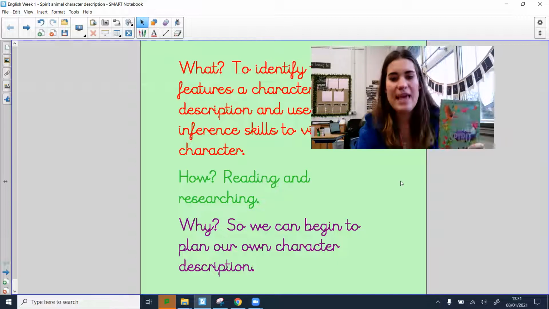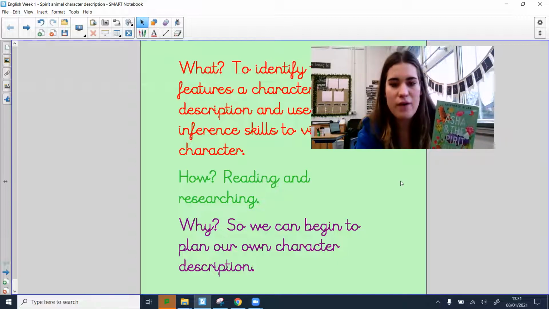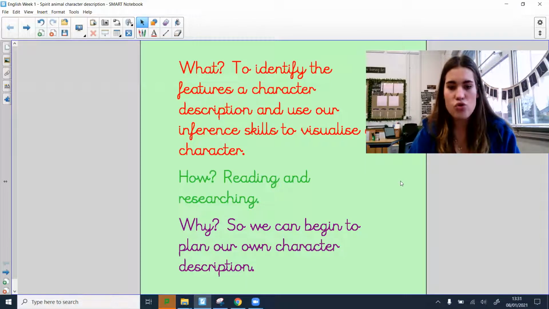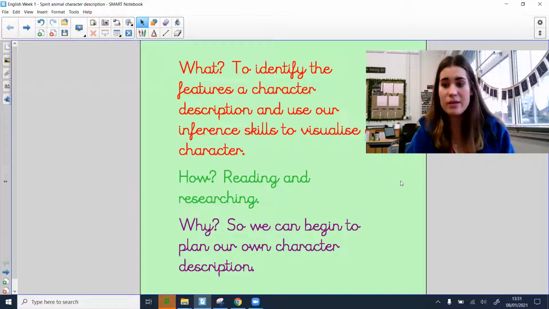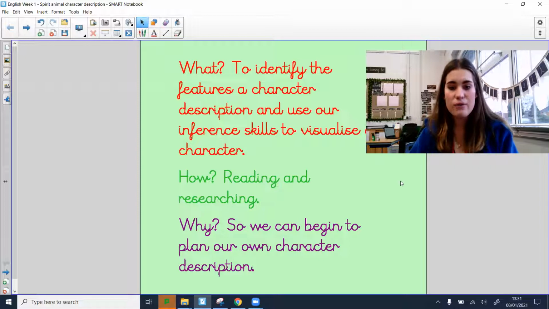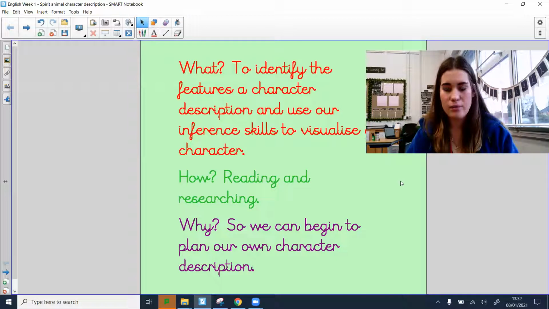So today we're going to be identifying the features of a character description and using our inference skills to visualize a character. Just like we would in class, we're going to be having a look at a waggle, identifying the features, then having a go at using our inference skills to use that character description to visualize that character as well. Then we're going to have a deeper look into the features of a character description, having a look at some figurative language.